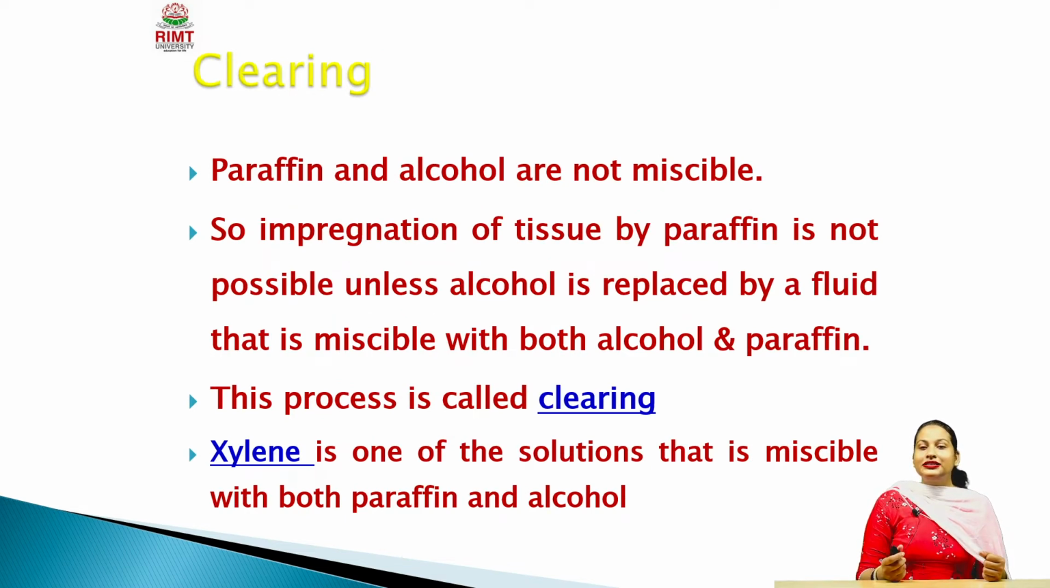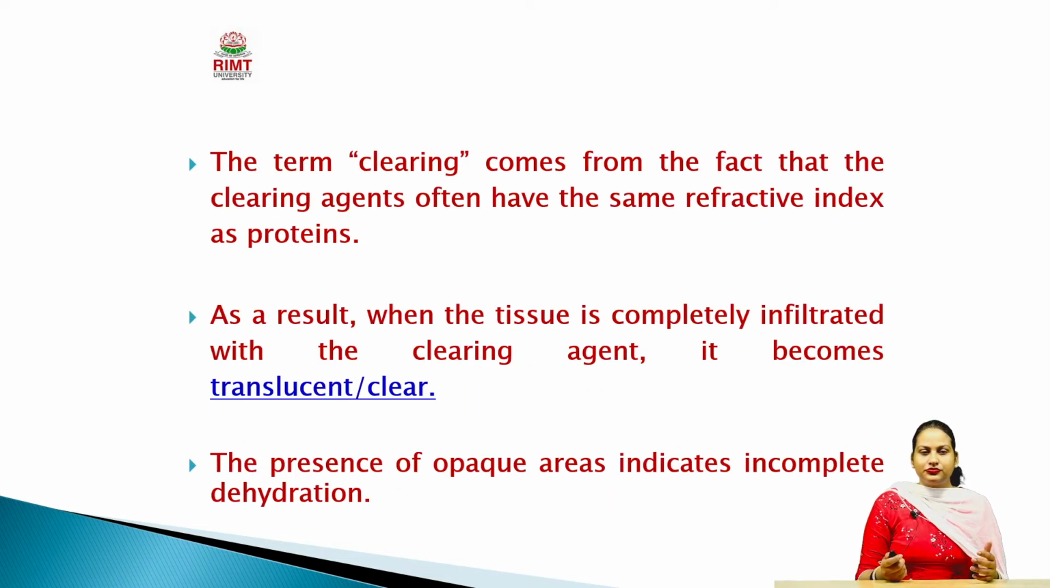Clearing is another process that comes under tissue processing. In this process, paraffin and alcohol are not miscible, so impregnation of the tissue by paraffin is not possible unless alcohol is replaced by a fluid that is miscible with both alcohol and paraffin. This process is called clearing. Xylene is one of the most commonly and routinely used clearing agents.